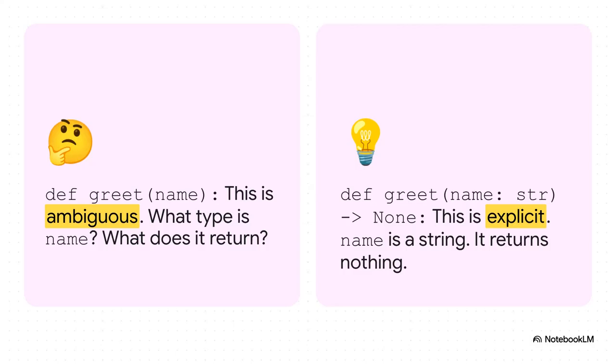And this just illustrates the payoff perfectly. The before version is a total mystery box. What is name supposed to be? Does it return anything? Who knows? But the after version, it's crystal clear. It expects a string for name and it returns None, which means it returns nothing. Your code is now its own documentation.